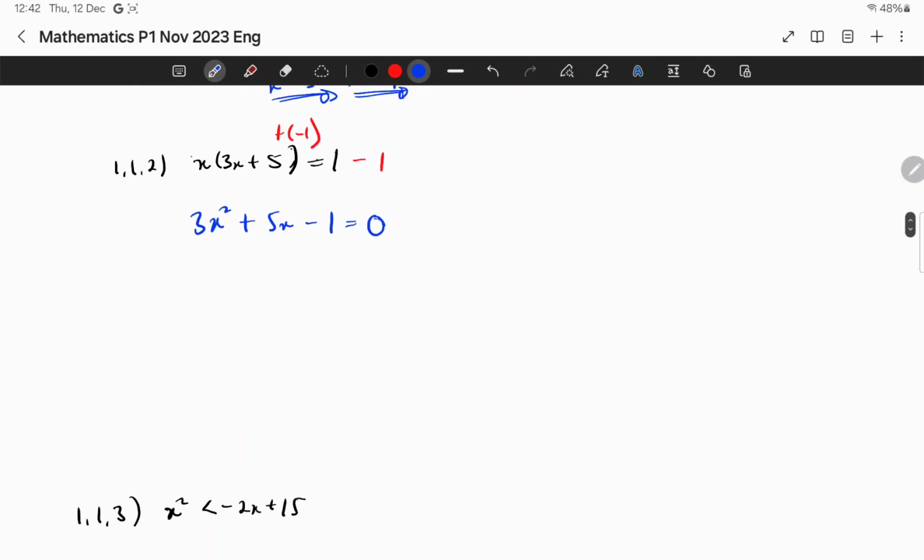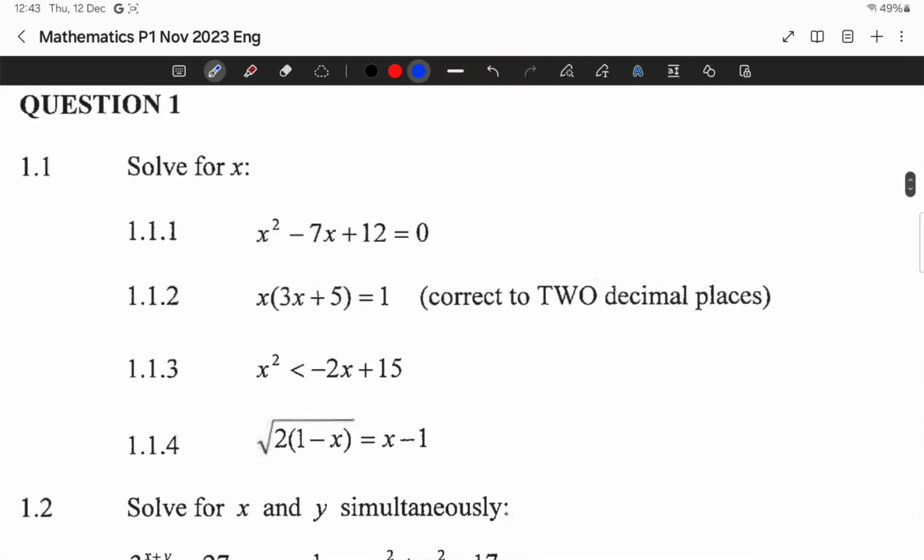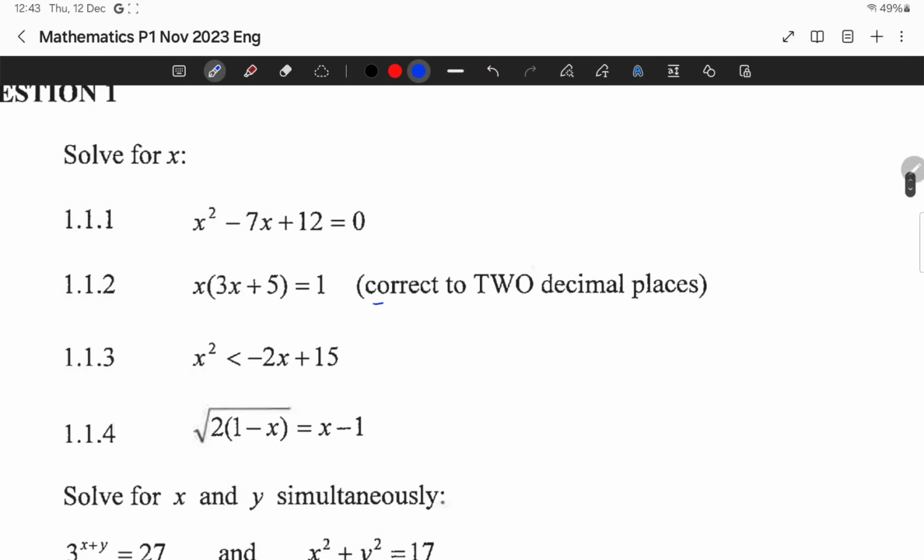Now, what we have here is a quadratic equation. What you note with this quadratic equation is that the coefficient of the x squared term is 3, and that's not what we're used to dealing with when it comes to a simple factorization. Another important thing to note is that the question tells you to give your answer correct to 2 decimal places. What does this tell you about how you would solve this question? It tells you that the roots of the equation are not natural numbers.